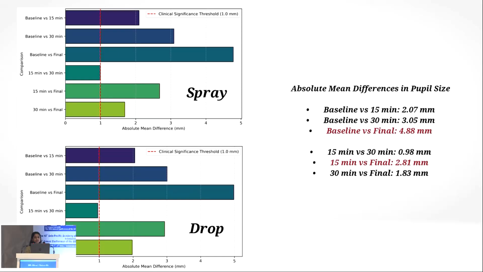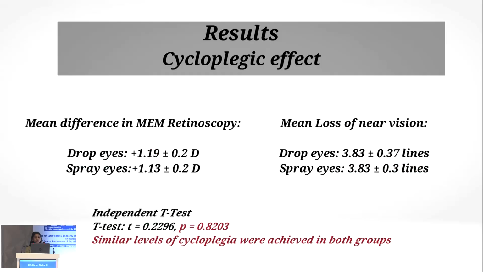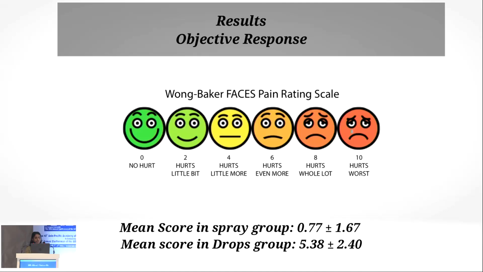And when we looked at the absolute mean difference in pupil size, the spray got about 4.8 mm of dilatation, and it was interesting to note the 15-minute to 40-minute was the best effect. The cycloplegic effect as well after MEM retinoscopy showed similar levels of cycloplegia in both the groups. There was no statistical significance. When we looked at the Wong-Baker pain rating scale, that's where we saw the difference. The score in the spray group was 0.7 versus the drops group, which was 5.38.